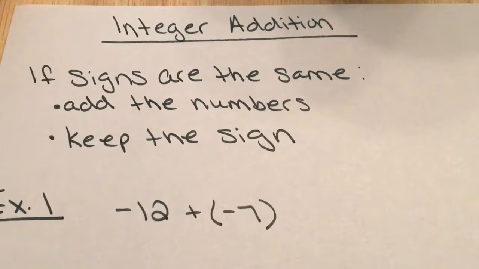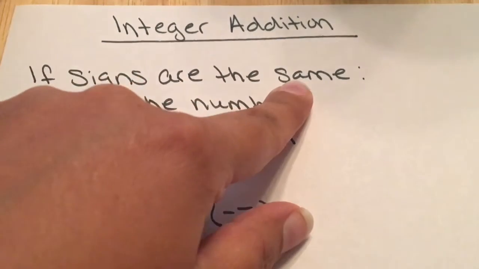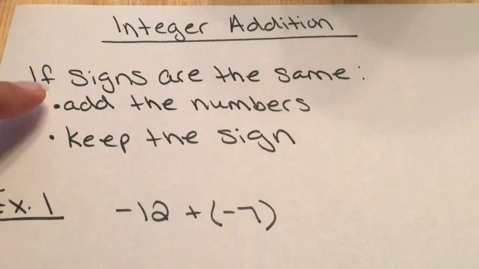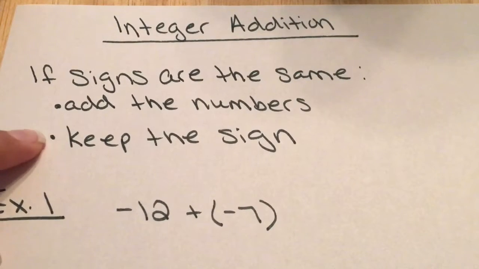Everyone. So today we're going to talk about integer addition. So we have two types of integers that we're going to add together. The first type is when the signs of the integers are going to be the same. If they're the same, all we need to do is add the two numbers and keep the sign.